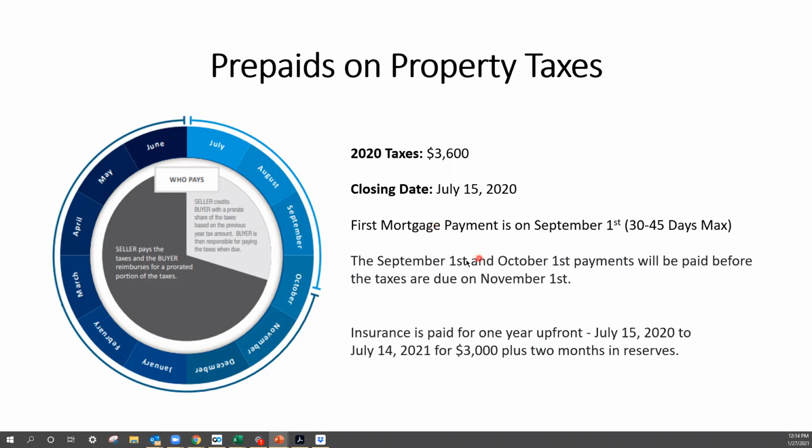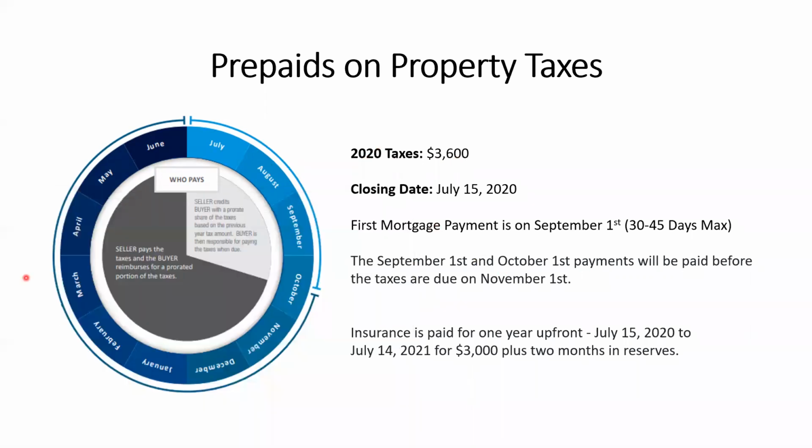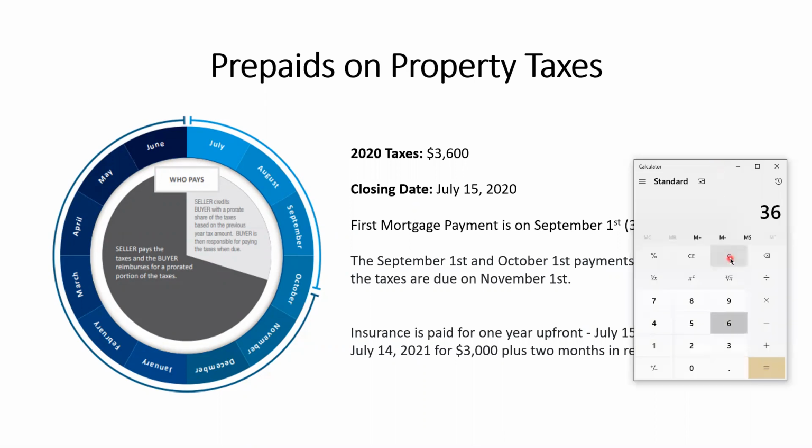So let's go over this real quick. Let's say the taxes are $3,600. Let's go ahead and get a calculator so I can show you how to calculate this. Give me 1 second. All right, so we have a calculator right here. The taxes are $3,600. You're going to divide them by 12. So it's roughly $300 a month that we need to collect before the taxes are due, okay?